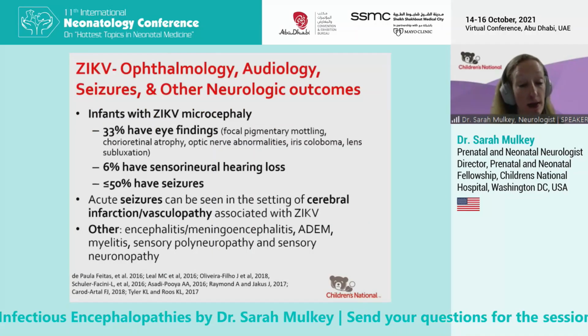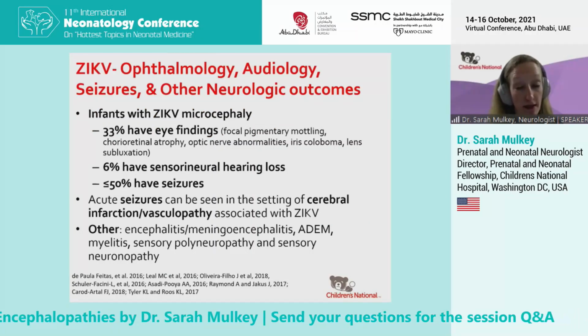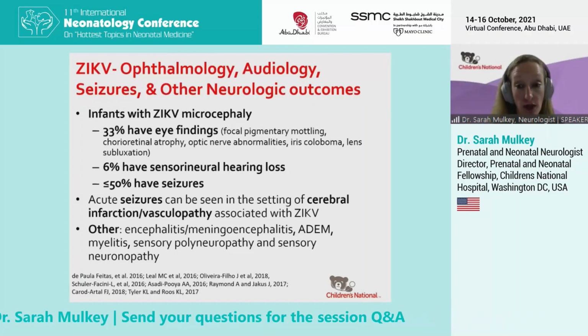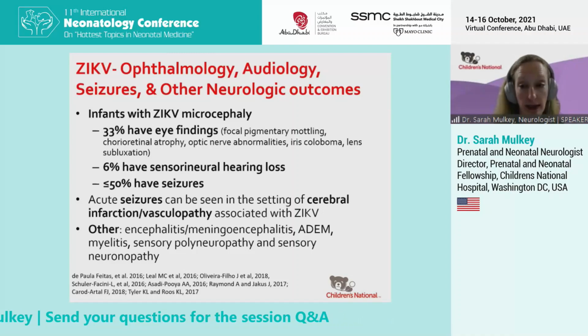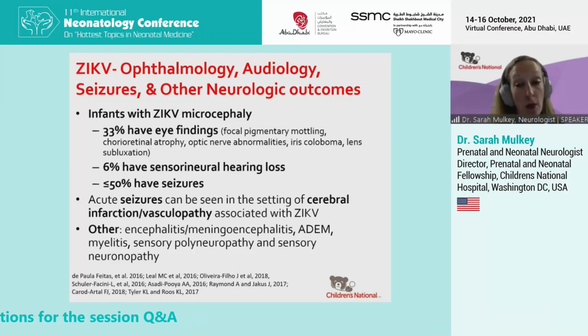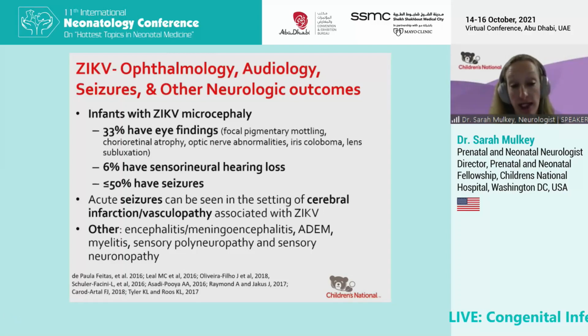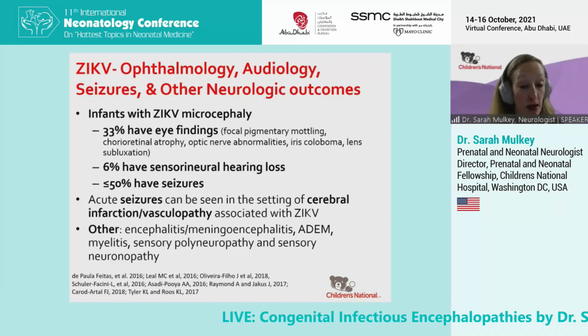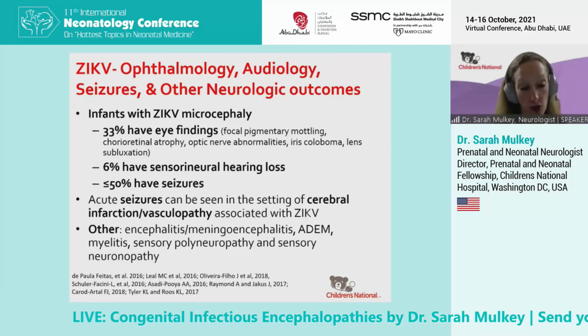Zika can also cause significant eye findings. So many different kinds of eye findings can occur: chorioretinal atrophy, optic nerve abnormalities, iris colobomas, lens subluxation. There can also be sensorineural hearing loss, but unlike CMV, it is present at birth and does not occur later. They can also have seizures. They can also have cerebral infarctions or vasculopathies associated with the infection. And then, of course, there can be the other sensory polyneuropathies that are seen in older infants and children.